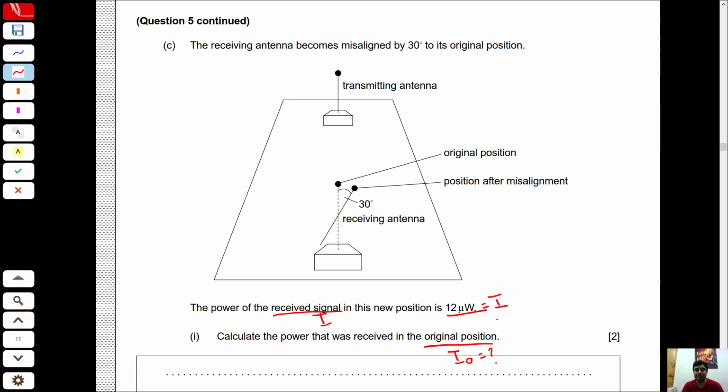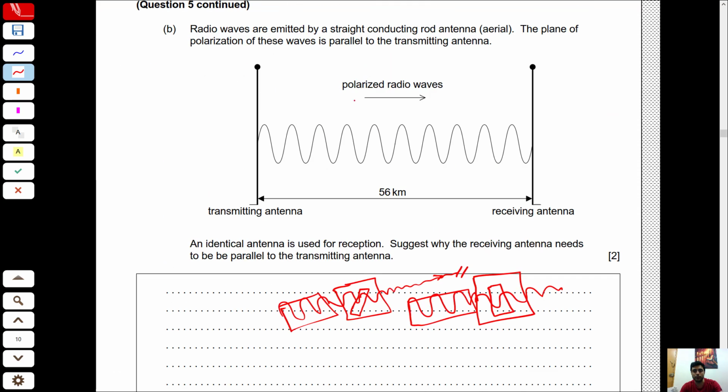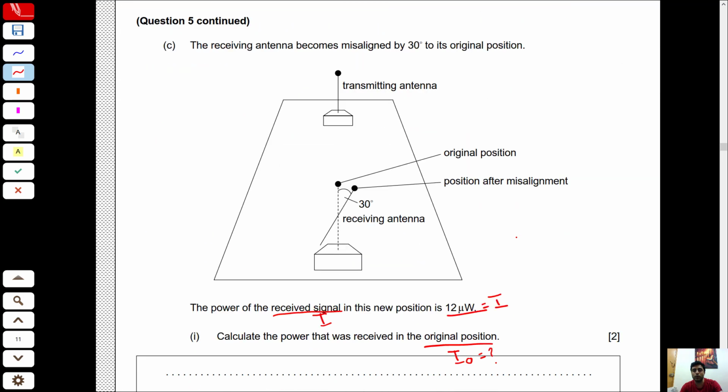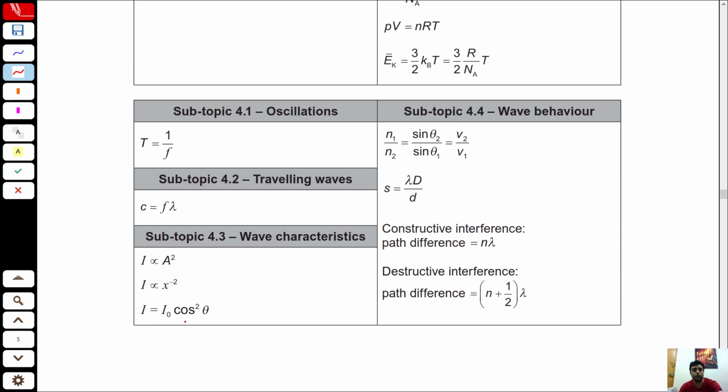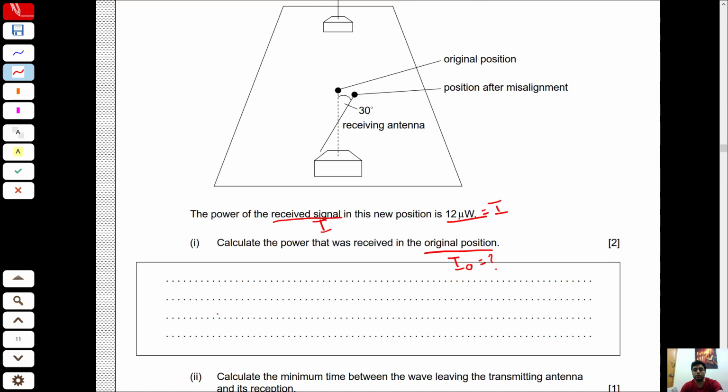Since the radio waves are already plane polarized, how do we know that? Because you can see from the previous part, plane polarized. If the wave is already polarized and it passes through a polarizer, which in our case is the antenna inclined at a certain angle, we always use the plane polarized equation, which is this one. Final intensity equals original intensity times cos squared of theta. So theta is the angle of polarization. Okay? So let's use that equation here.